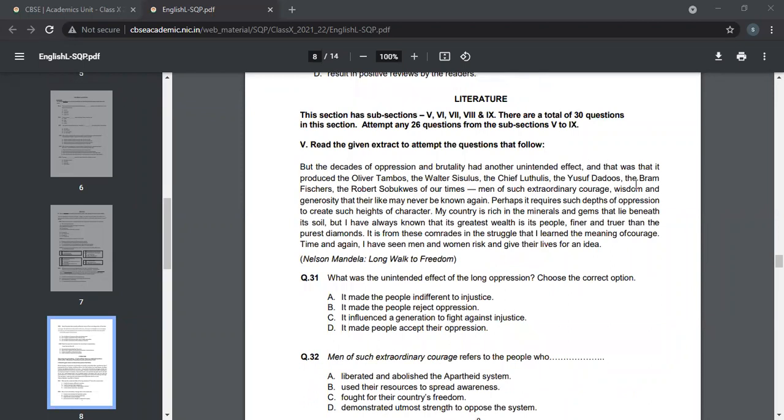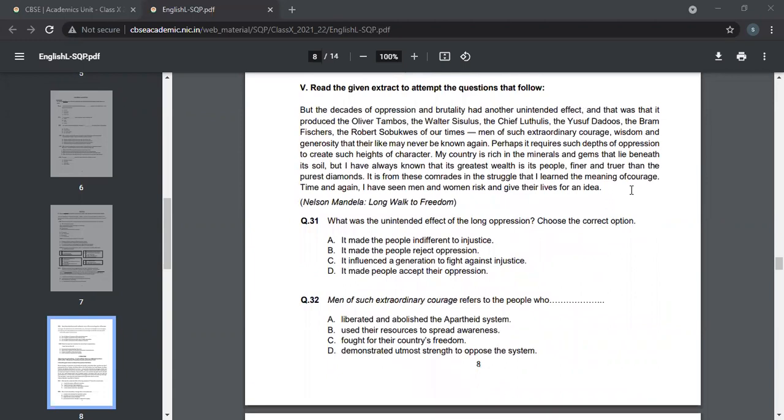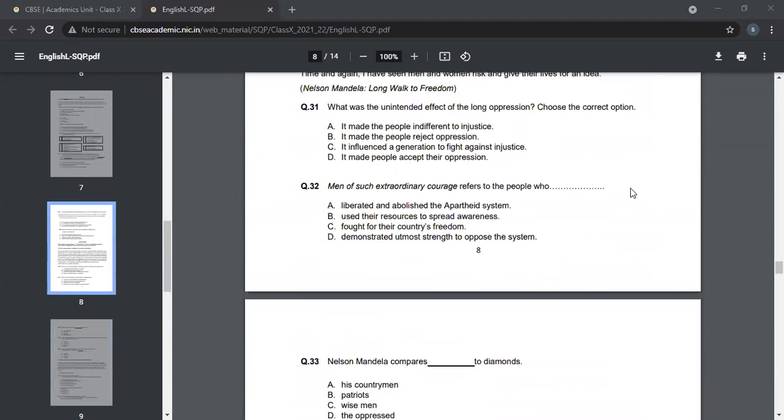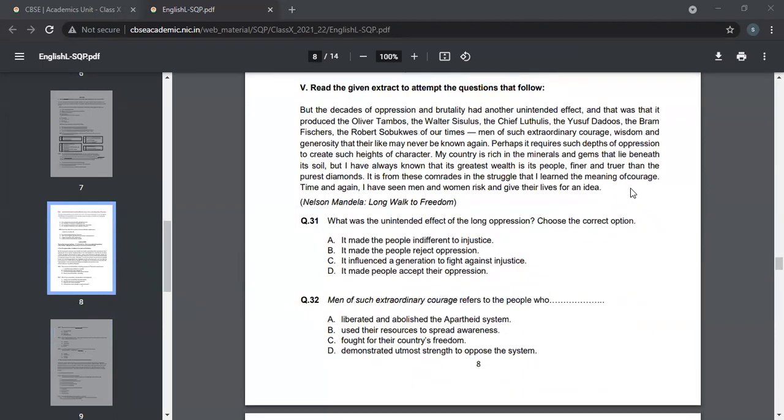Yes, beta. Then beta, last part, section C is literature. Find first passage Nelson Mandela mein se aaya hua hai aapka. Find very important chapter Nelson Mandela. And five questions on the basis of that extract only. What was the unintended effect of long oppression? So nahi sun rahe na, baakiyon ko sunne do.